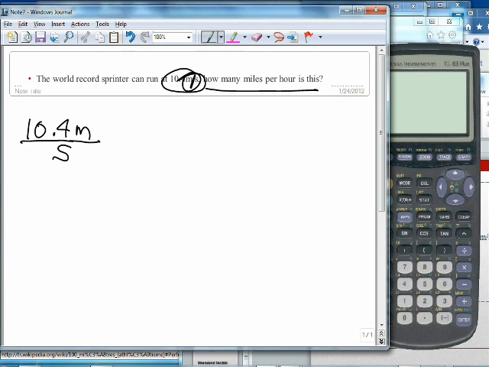Now we want to end up with miles per, which means divide over hour. So somehow we're going to go from meters per second to miles per hour. So we're going to have to do conversions along the way. Now it seems like, oh my gosh, how do I do that? Well, again, just look at one dimension at a time. Let's look at meters to miles.